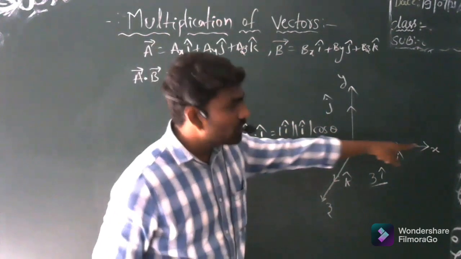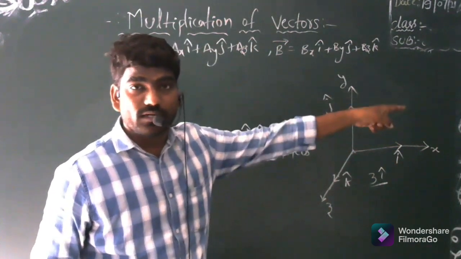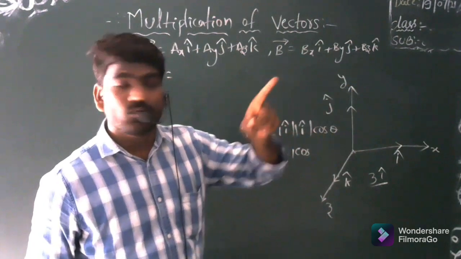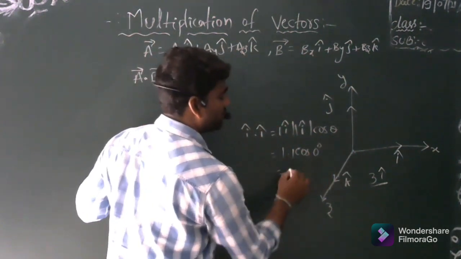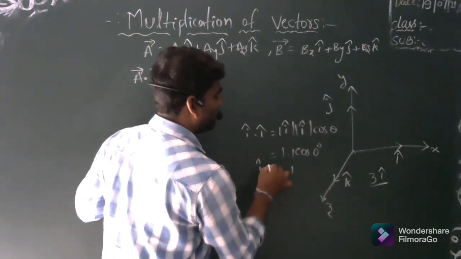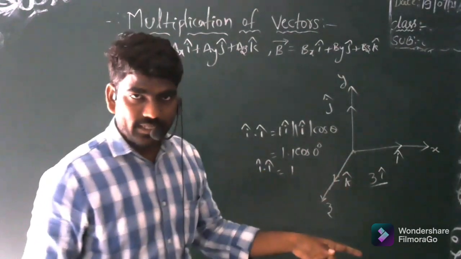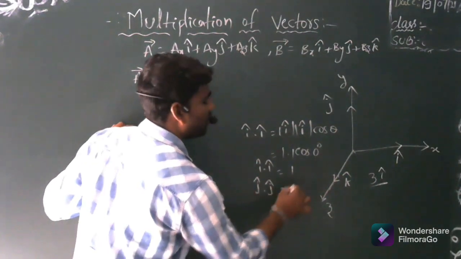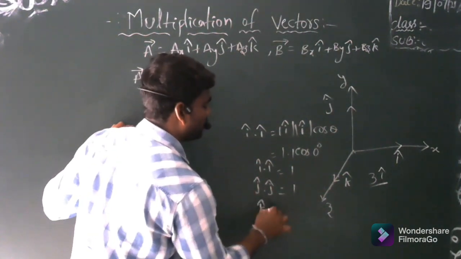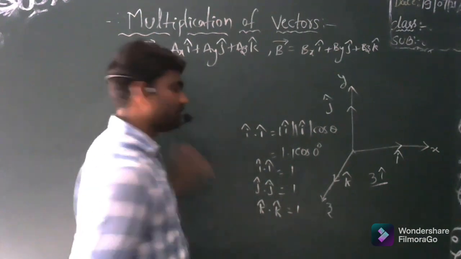Both are along the x-axis only, right? So the angle between them is 0 degrees. So cos 0 is nothing but 1, and 1 into 1 into 1 you will get as 1. So i cap dot i cap you will get as 1. In the same way, the dot product of j cap dot j cap you will also get 1, and k cap dot k cap you will get as 1.